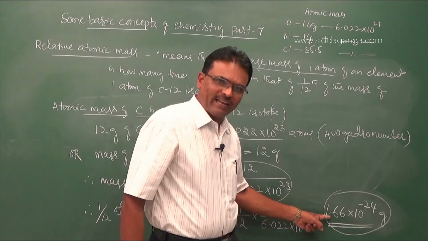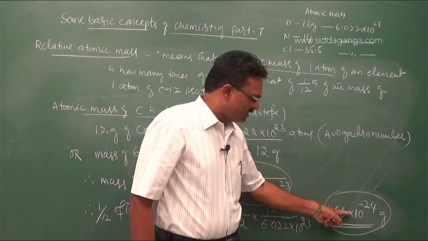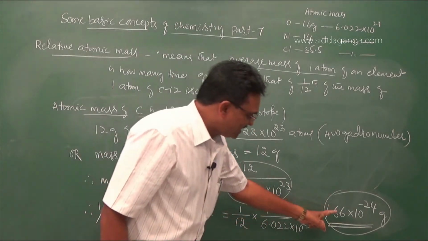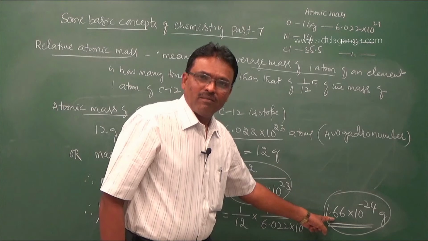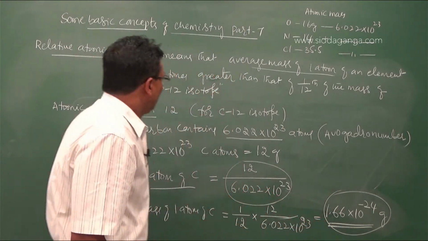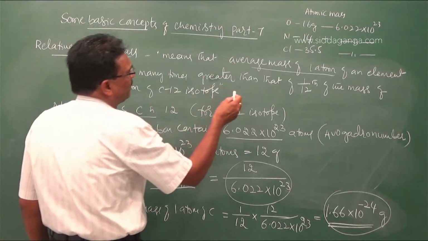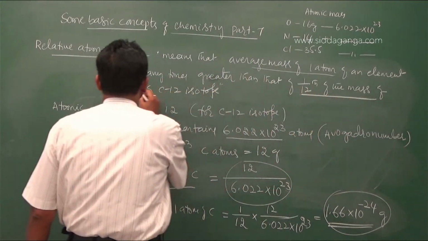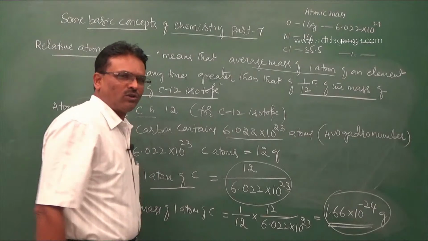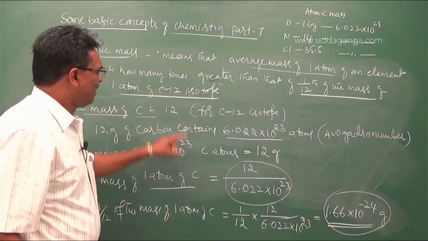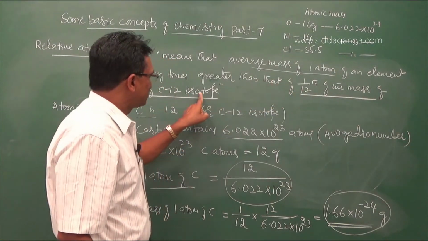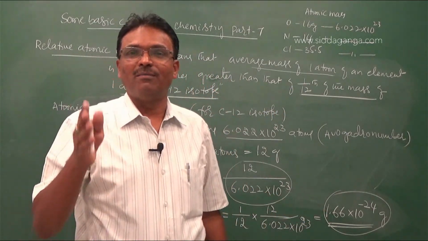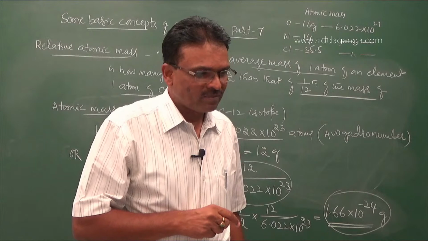What does this value indicate? 1.66 into 10 power minus 24 gram, what is that? So this is the 1/12 of the mass of 1 atom of carbon 12 isotope. Clear? 1/12 of the mass of one atom of carbon 12 isotope. It is also called atomic mass unit.